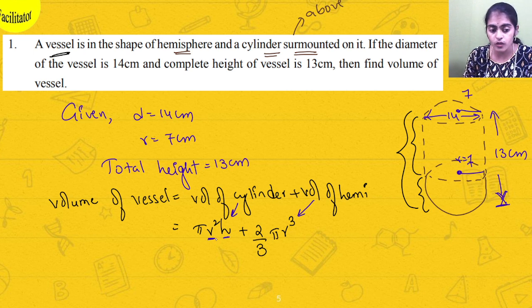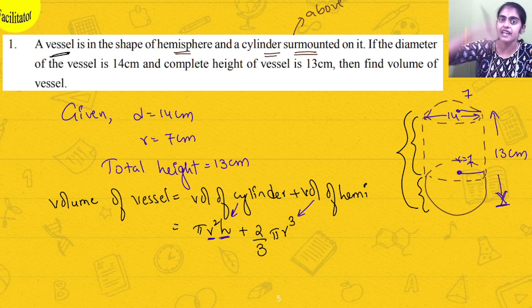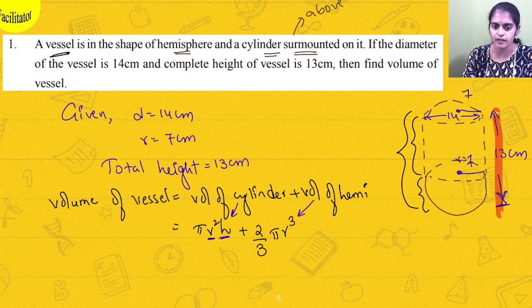But what I don't have is the height of the cylinder. But what I have is the total height of the vessel. This total height is given to you, but I want only this part. This is the height of the cylinder. Till here only you have the cylinder, isn't it?